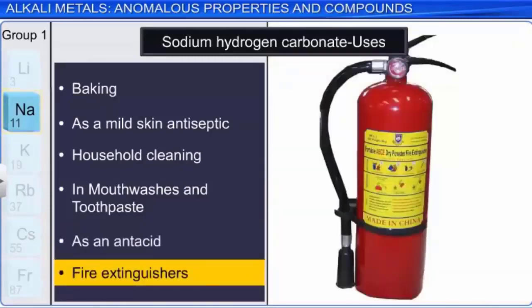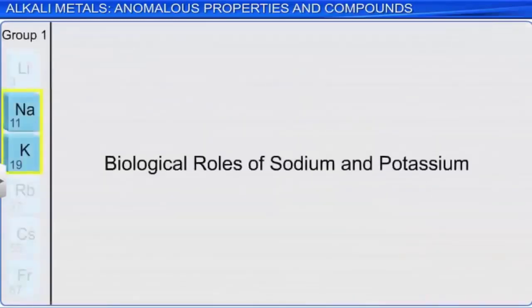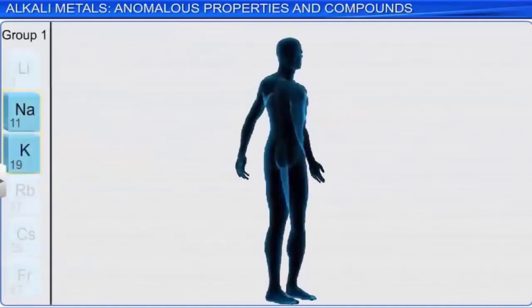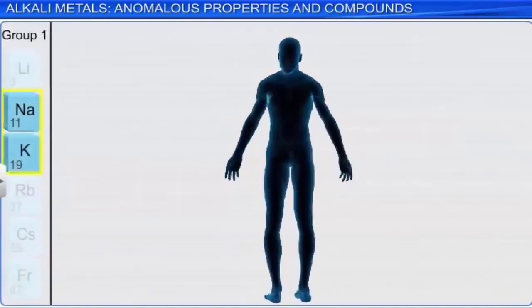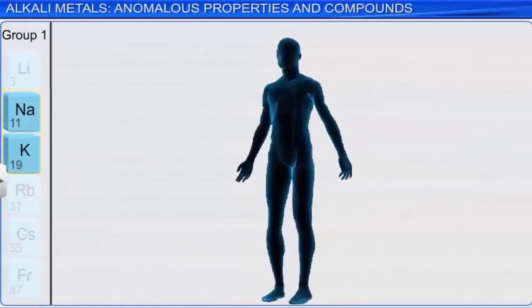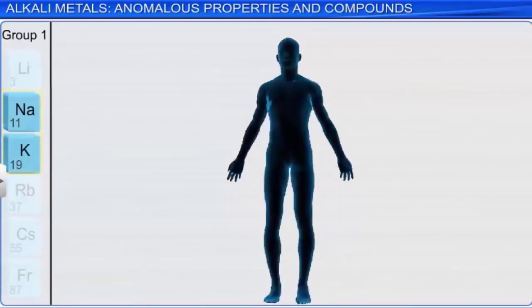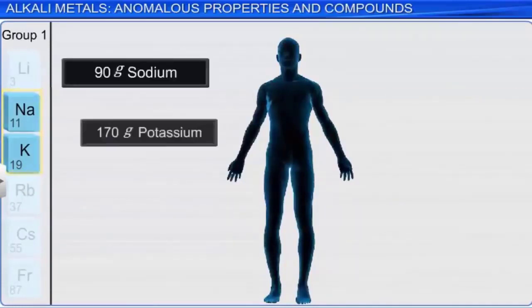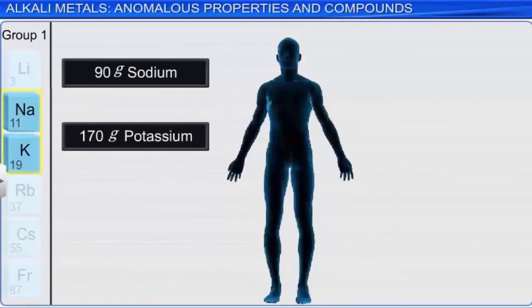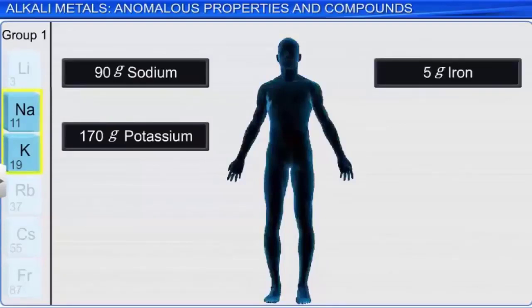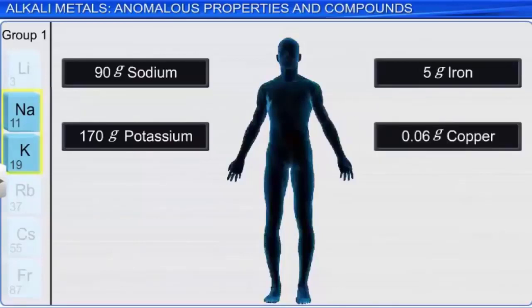Both sodium and potassium have important biological roles. They are present in relatively large amounts in the human body. In an average adult male with a body mass of 170 kg, about 90 grams of sodium and 170 grams of potassium are present. Compare this with the other essential nutrients. Only about 5 grams of iron and 0.06 gram of copper. This reflects the important roles both sodium and potassium ion play in the human body.